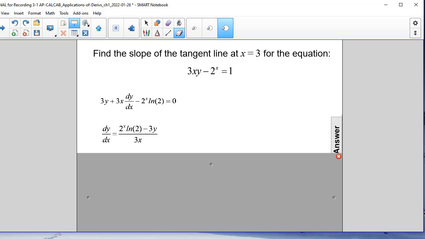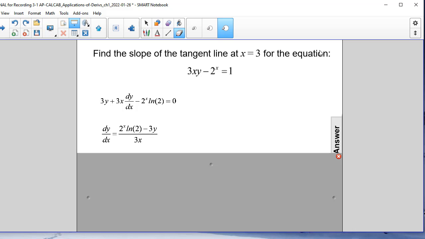Solving for dy/dx, we end up with 2 to the x power times the natural log of 2 minus 3y divided by 3x. There's one thing I need to point out. We know that x is equal to 3. However, I have a y value right here. I don't know the value of y. So we need to go back to the original equation and solve for y.